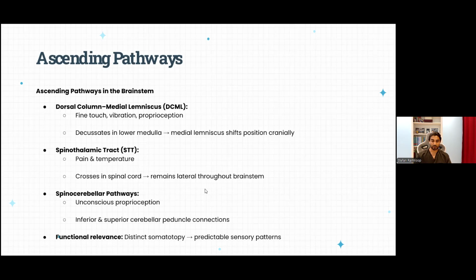Secondly, you have your spinothalamic tract. This has already crossed at the spinal level before entering the brainstem. It travels laterally throughout the medulla, pons, and midbrain. And then third, you have your spinocerebellar pathways. These carry unconscious proprioception, and they enter the cerebellum via the inferior and superior cerebellar peduncles.